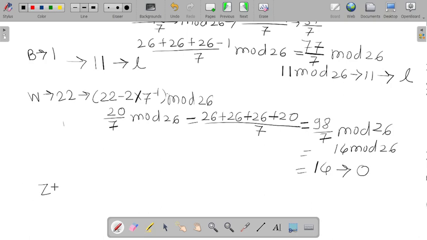So for our ciphertext ZEBBW, we get our plaintext message HELLO, that is hello.